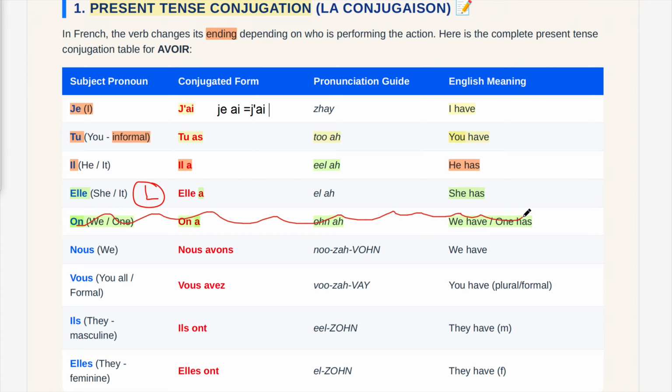So let's move with nous, d'accord? Nous means we. So if you want to say we have, you can say nous avons. Now I'm giving you time, please read this. Give it a try first.